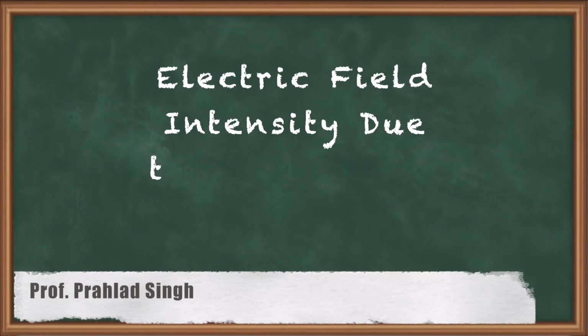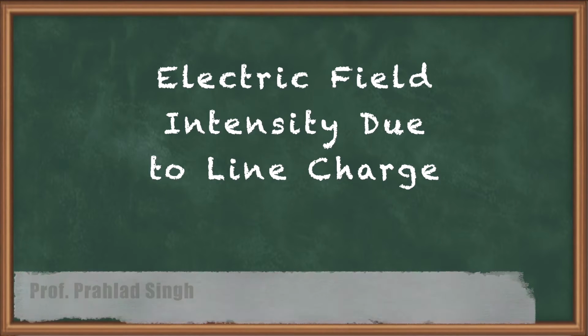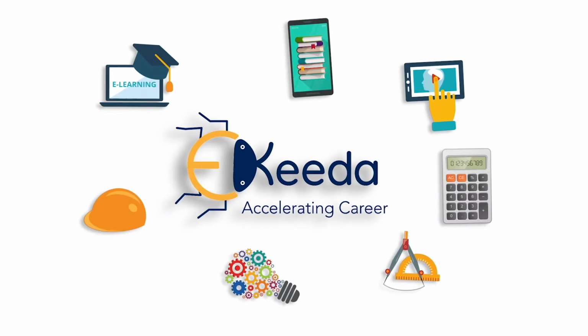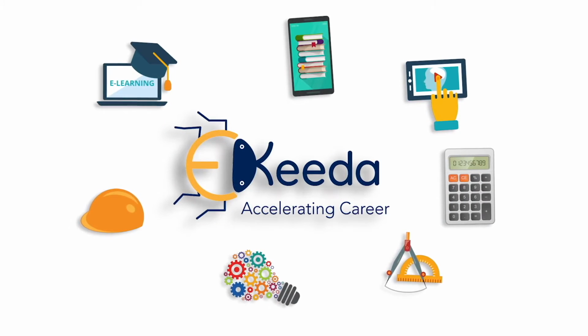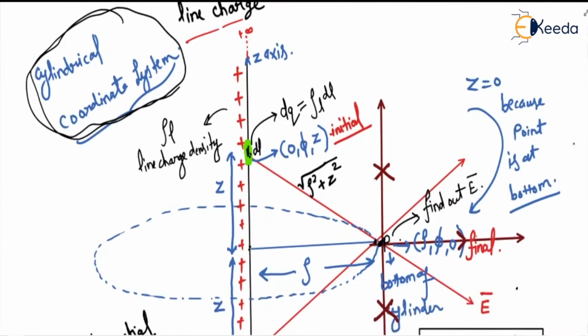Hello students, in this video we will start the very important topic, that is electric field intensity due to infinite length line charge. So here we are selecting the cylindrical coordinate system in which we have to derive the expression. Then we have taken the infinite length line charge as the z-axis.